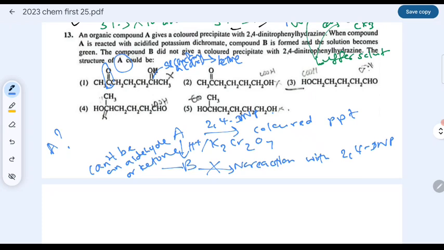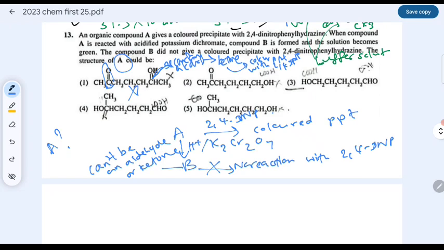Next compound B is formed, and now this is B. Compound B did not give a colored precipitate with 2,4-DNP. Now this is a secondary alcohol, and when a secondary alcohol is oxidized in the presence of H plus potassium dichromate, it gives a ketone. Then the ketone gives a colored precipitate with 2,4-DNP. So as this gives a colored precipitate with 2,4-DNP, this can't be A. So the first one is wrong.